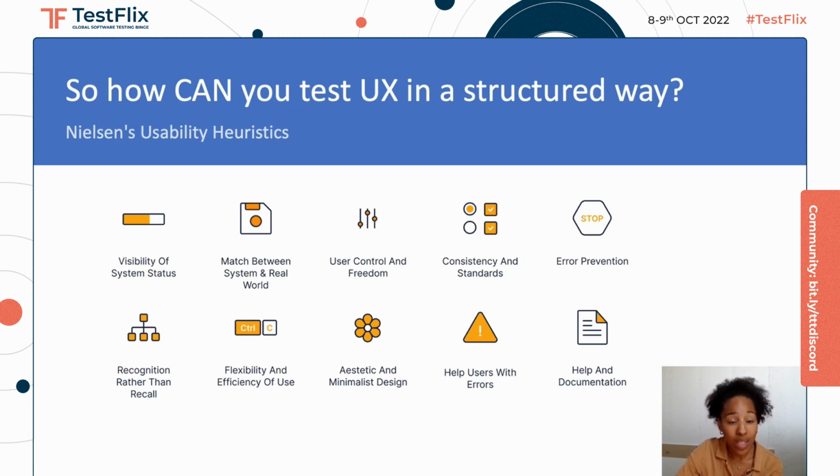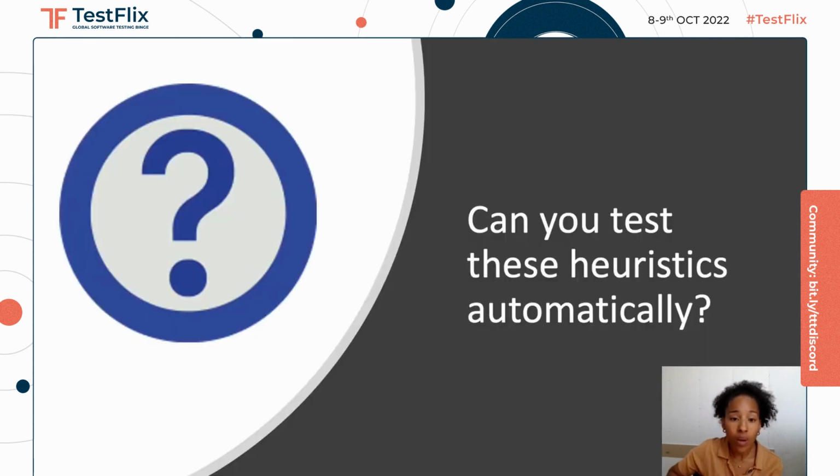So how can you test UX in a structured way? This is an example of how you can test UX in a structured way, because testers love structure. They love checklists. They love things that they can just do quickly and not really have to think about. They also have different test techniques they use, and this is also a technique, a checklist. Well, can you test these 10 heuristics automatically?